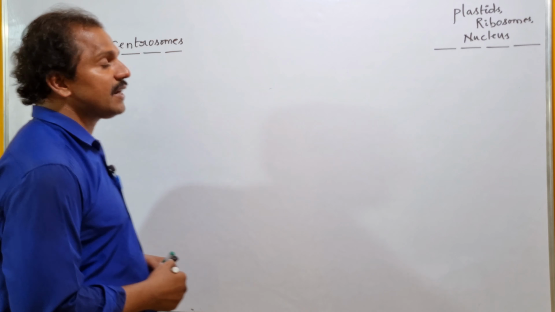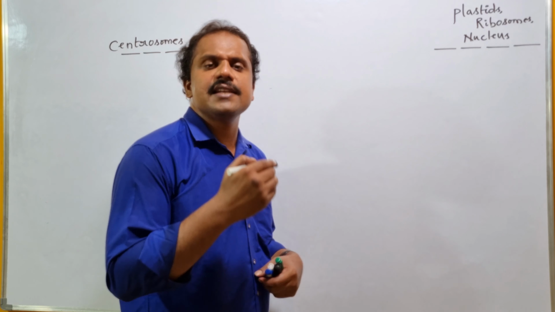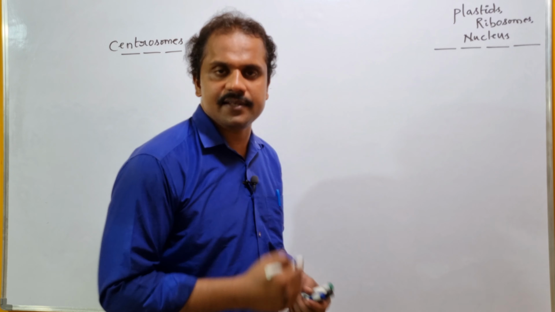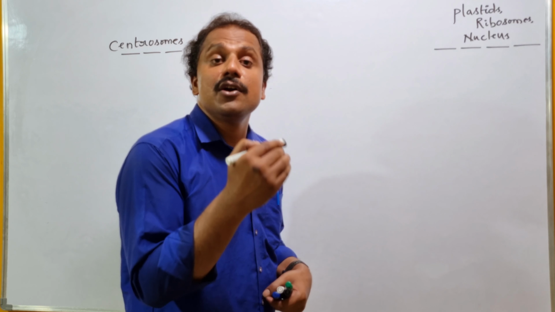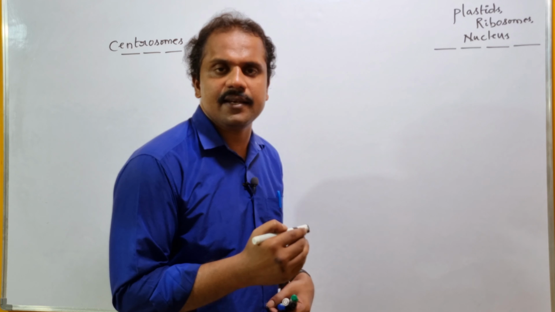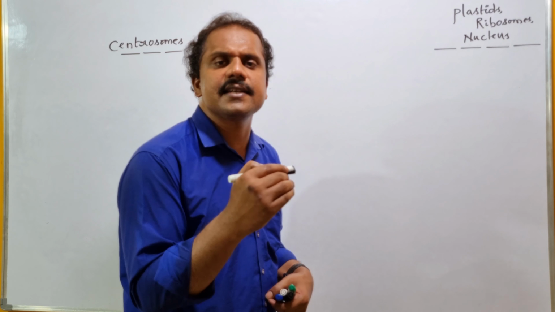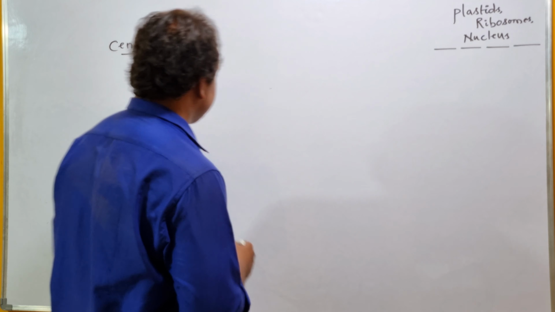Then after, we will be studying centrosomes. So what are centrosomes? Centrosomes are specific subcellular organelles which are most commonly present within the cytoplasm of certain eukaryotic cells. Basically, they are composed of two cylindrical structures which are present perpendicular to each other, and these cylindrical structures are termed centrioles.